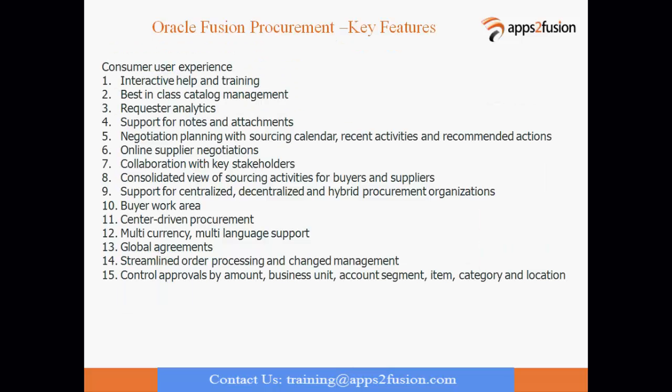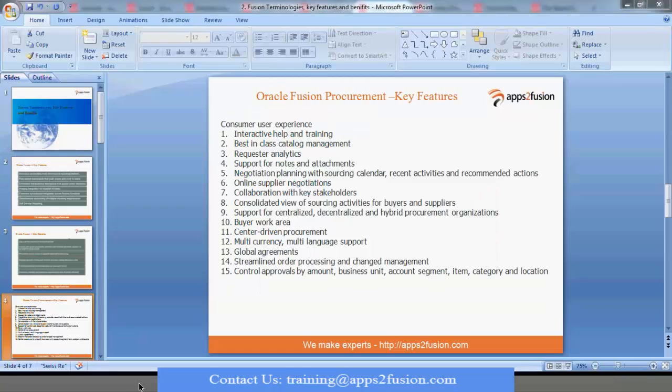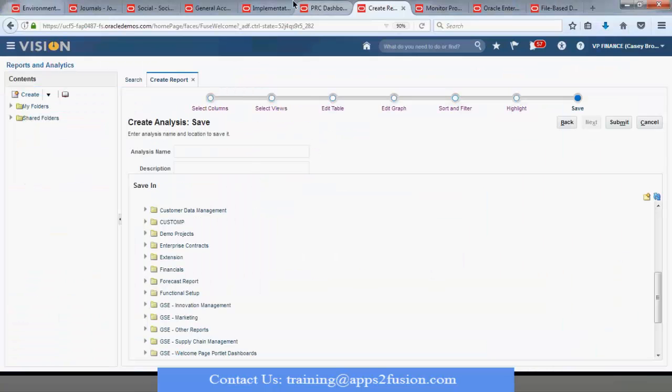So these are some of the benefits for financials, and then we have some Fusion procurement key features, like interactive help and training. Now what is this interactive help and training? Let me show you a demo for this instead of speaking about it.